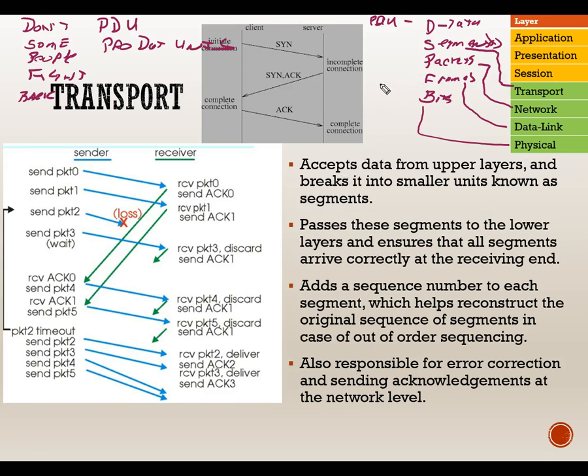So the transport layer accepts data from the upper layers, the application, presentation, and session, which eventually we're going to group together, but from the applications that run on the computer, and breaks it into smaller units known as segments. It passes these segments to the lower layers, transport segments, network packets, and ensures that all segments arrive correctly at the receiving end.